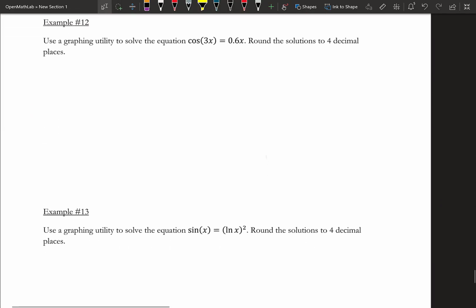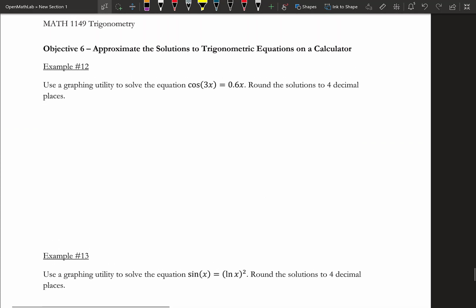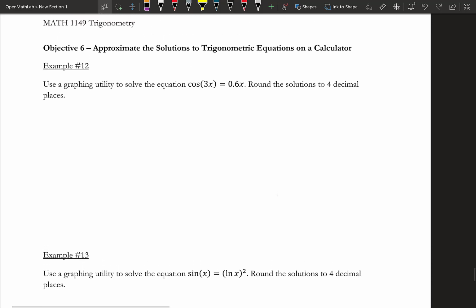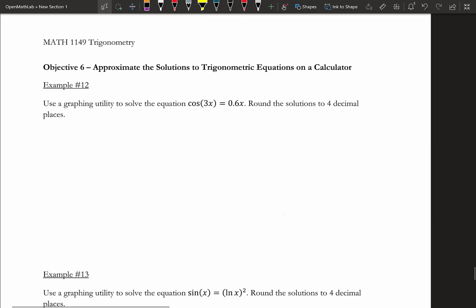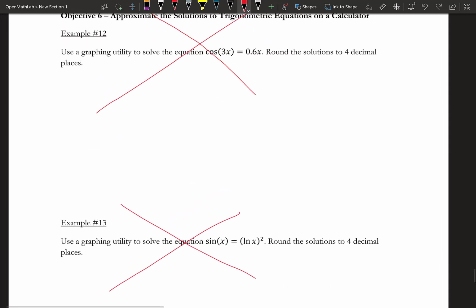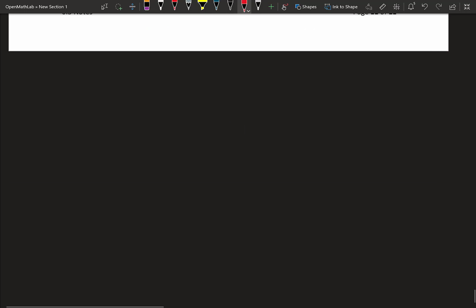All right. So then objective 6 is approximating solutions of trig equations on a calculator. These methods are used for equations that are really hard to solve algebraically, so we can use graphing methods to solve those. But for time's sake, I'm going to throw this objective out. It's not required for this course, set by the Columbus campus. So I'm just going to throw that part out. And instead, I want to do one where you have to use the quadratic equation, because I want to make sure you know how to do that.